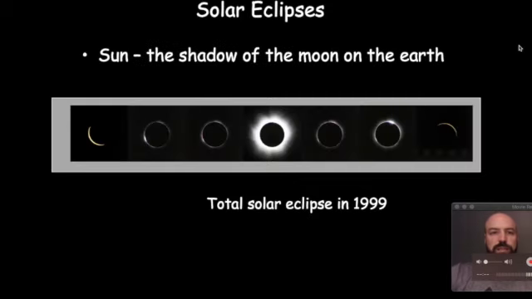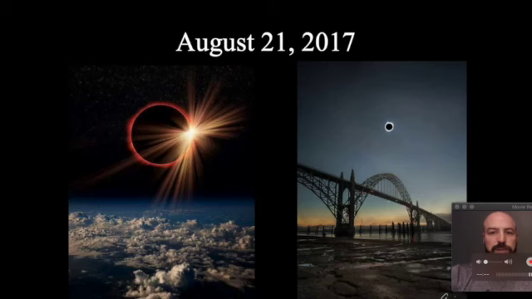So, a solar eclipse is when the sun appears to be blocked by the moon, but what's actually happening is the shadow of the moon is falling on the Earth. If you're standing in that pathway where the shadow is going across the Earth, then it's going to look like it's blocking out the sun. Here's a couple of images from the most recent solar eclipse here in Oregon, August 21st, 2017.